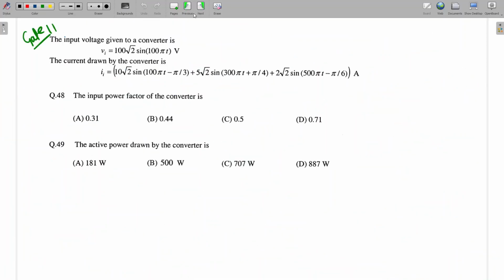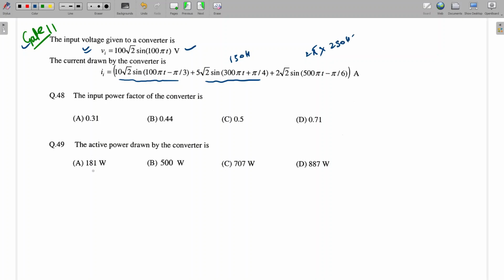So this is one of the questions like GATE 2011. Here an input current is given to a converter. Input 50 hertz voltage, and the current drawn by the converter has some harmonics. So this is the 50 hertz component, and this is 2 pi f. So how much? 150 hertz, and this is how much? 2 pi into how much? 250 hertz.